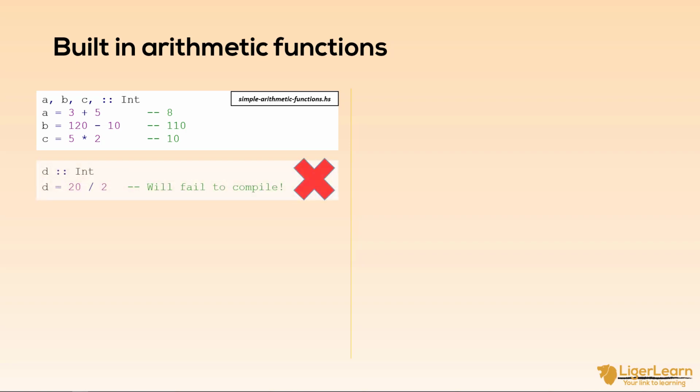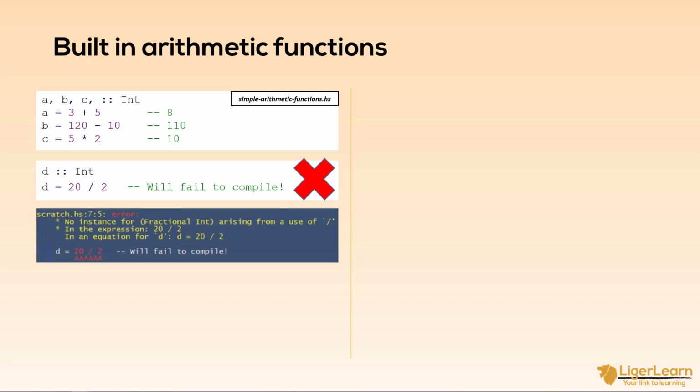Consider this simple example where we declare d to be an int equal to 20 divided by 2. Now in our head, we know it should equal a whole number, 10. This will fail to compile with an error message, which you will more than likely not understand at all at this point. Let's take a look at this error message. No instance for fractional int arising from a use of division in the expression 20 divided by 2. What does that even mean?